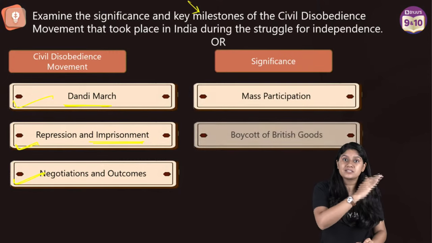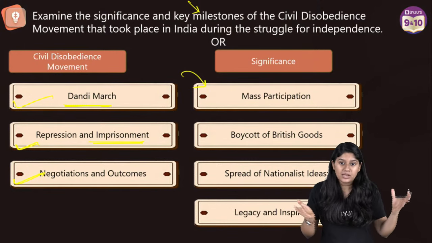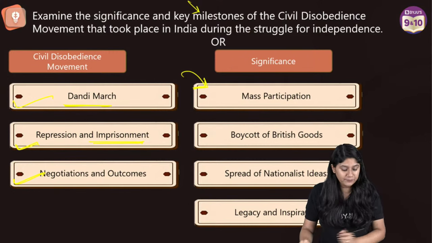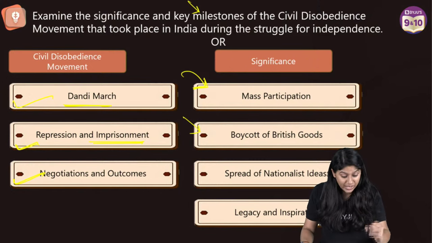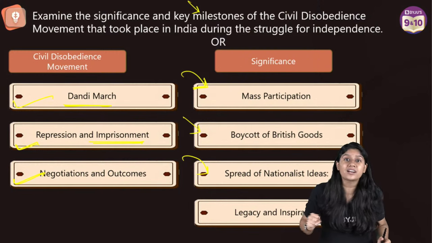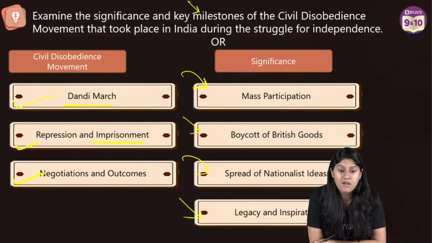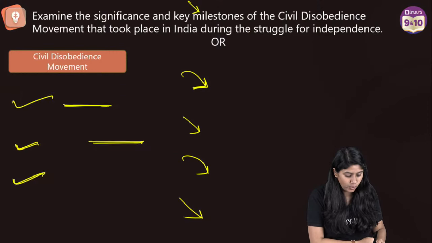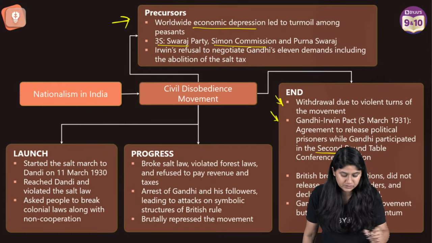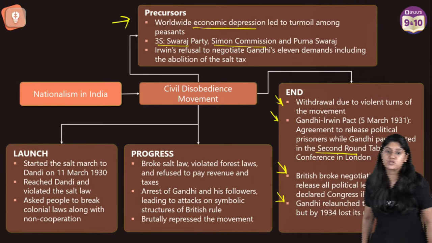So these are the important events. The significance is that there was mass participation. Gandhiji initiated this Dandi March. So many people came in support, right? They started boycotting the British goods. Then there was a spread of nationalist ideas throughout the country. People were so determined that now is the time for us to make our country free. Last but not the least, legacy and inspiration. People got inspired to follow through. Everyone, are we clear? Done, done, done, everyone. I hope that all of you have taken the screenshot of this. Yes, all the things are mentioned over here. See, second round table, the British broke the negotiation, right? Clear? So everything we have over here.